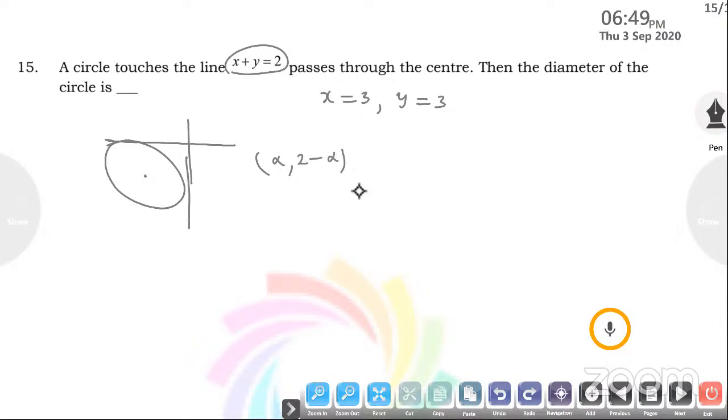Now see, these both distances are equal. So now the center is alpha, 2 minus alpha. One line is, all of us know, x equal to 3. This line is y is equal to 3. So the distance, you know, 3 minus alpha is equal to 3 minus 2 plus alpha. So mod of 3 minus alpha is equal to 1 plus alpha. So here alpha is equal to what? 2.